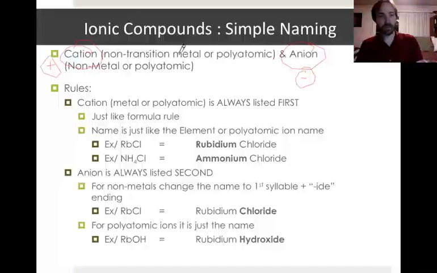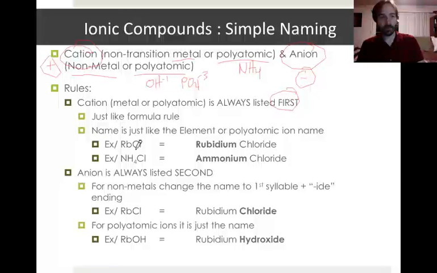Now, your positive can either be a metal or a polyatomic ion, something like ammonium. Anions, on the other hand, will always be a non-metal or a polyatomic. Anions would be things like hydroxide or phosphate. So when we name these, you're going to have to name the two components, the cation and the anion. You always name the cation first, just like the formula rule.